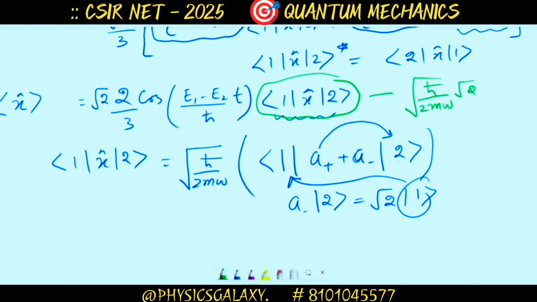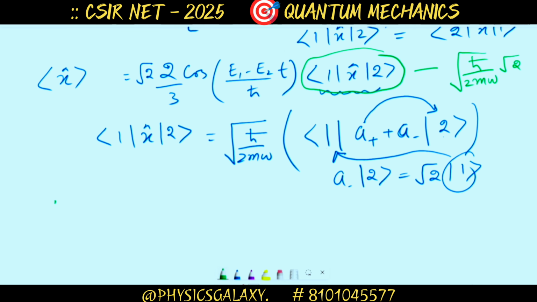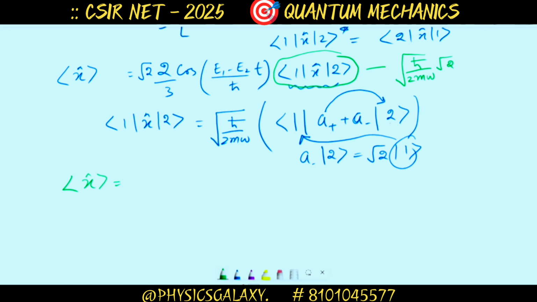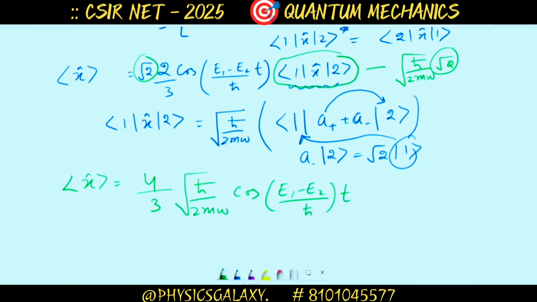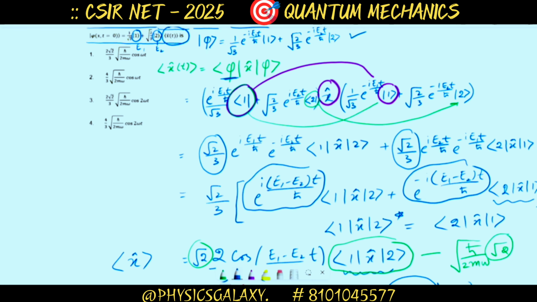So the final answer will be the expectation value of x equals, root 2 here, that will equal 2, and 2 into 2 is 4, 4 by 3, and then we'll have under root of h cut by 2 m omega and cos of (E1 minus E2) by h cut t. So this is our final answer. So let's see in the options.